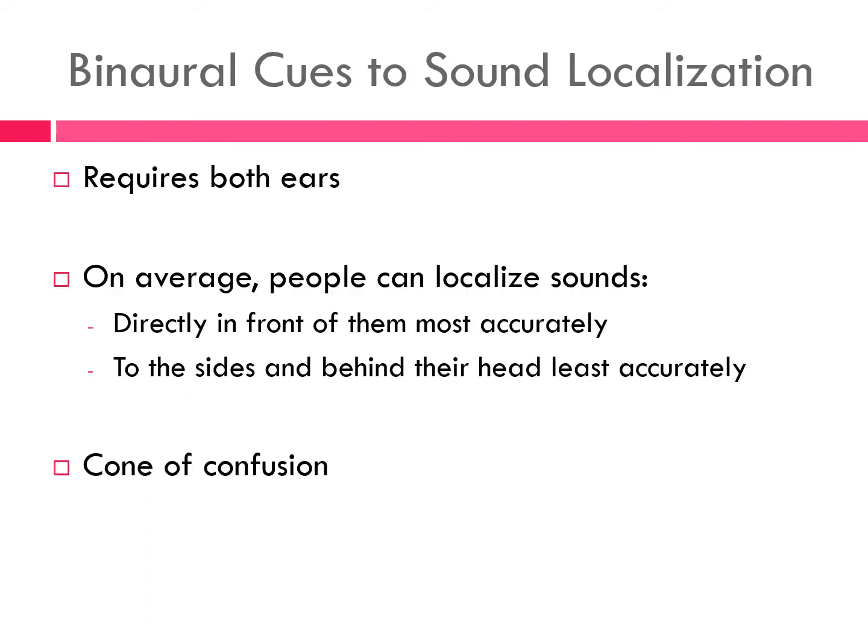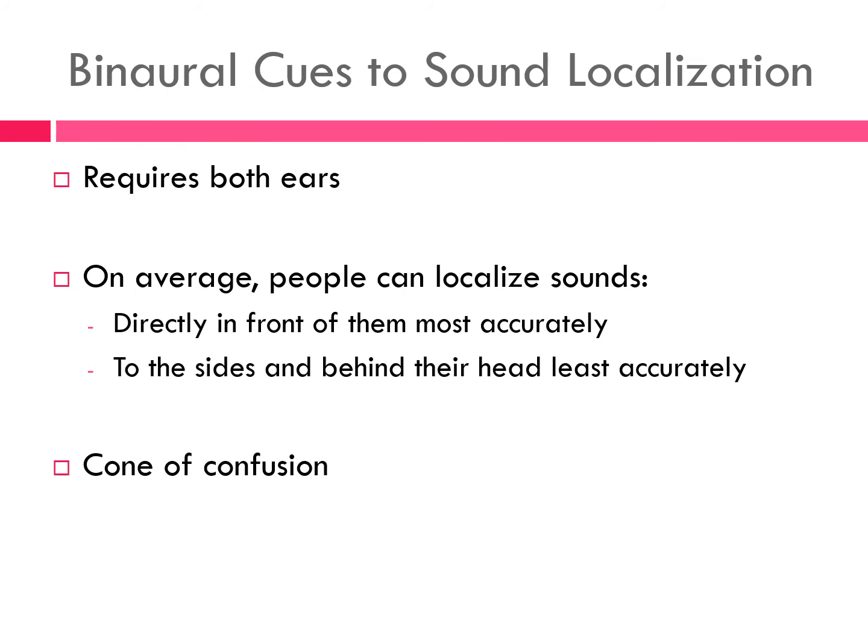So again, those binaural cues to sound localization require both ears. They are binaural, meaning two ears. We are comparing what's happening at the two ears. On average, people can localize sounds directly in front of them most accurately. And we get worse as we get to the sides, and especially behind our heads, we get less and less accurate, as I said when I showed the picture of all the speakers that were equidistant.